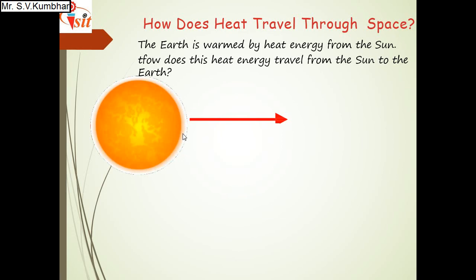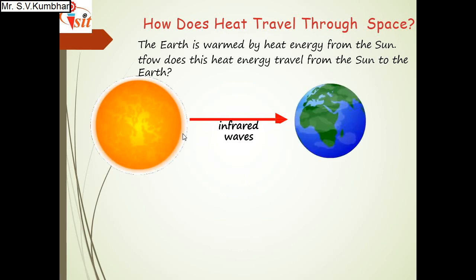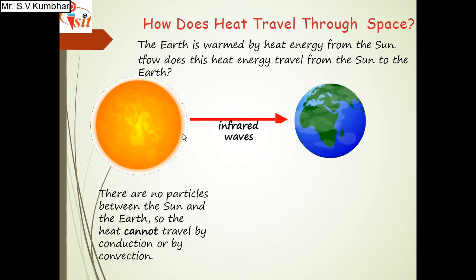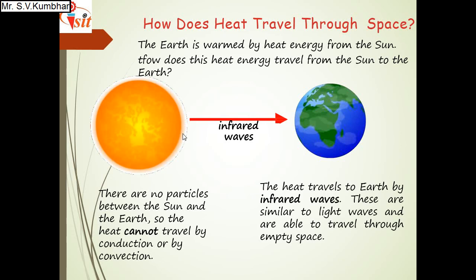So, this is the sun which radiates energy continuously, and we receive that radiation continuously in the form of infrared waves. There are no particles between the sun and earth, so the heat cannot travel by conduction or by convection. The heat travels to earth by infrared waves. These are similar to light waves and are able to travel through empty space.